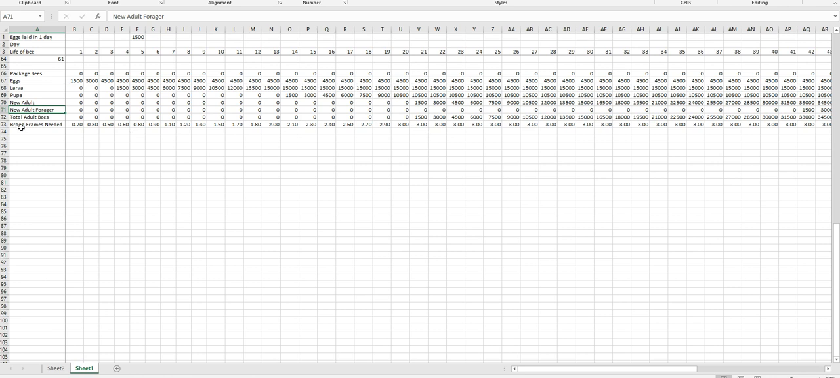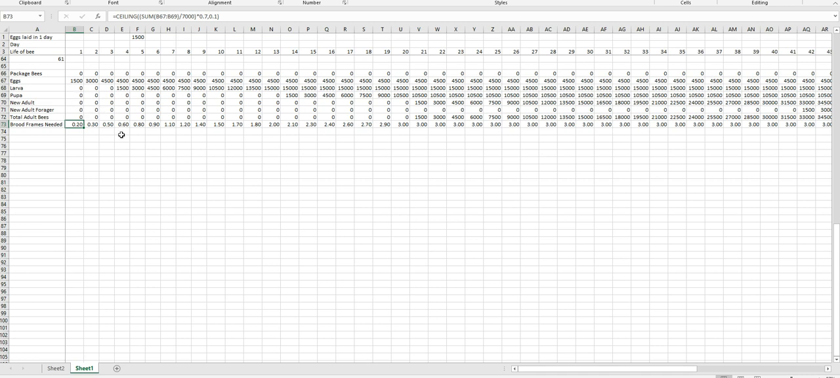Okay. Also, I have down here brood frames needed, and on one of the pages in the book, it says that there are 7,000 cells in a deep frame, and I'm assuming, just making a guess, that about 70% of those are used for brood. The rest of them are probably being used for honey and pollen and so on, that are used by the nurse bees to feed the larva.